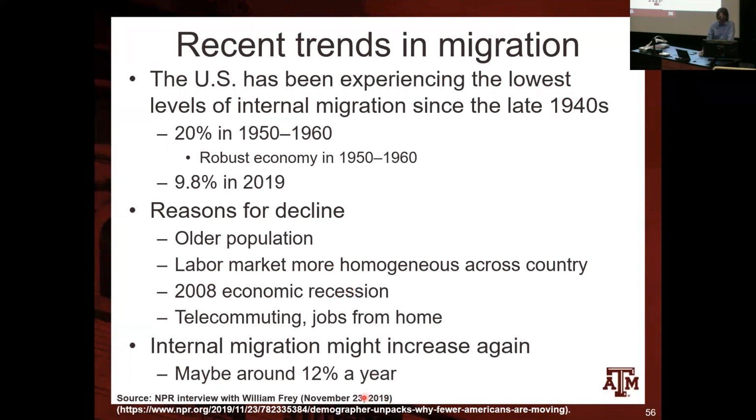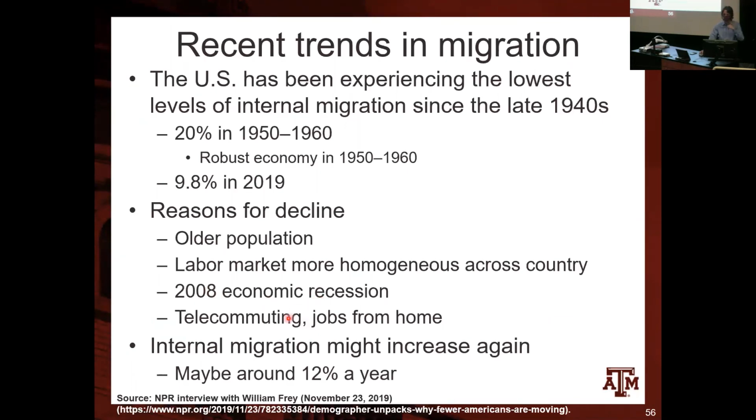And this interview was before the pandemic. So because of the pandemic, that's creating an economic recession even stronger than 2008. Based on his analysis, these internal migration rates will decline even further in the next few years. And telecommuting and jobs from home, which was already a reality one year ago, nowadays we are getting much more used to. So this pandemic will also have effects on internal migration in the country, as the 2008 economic recession had.